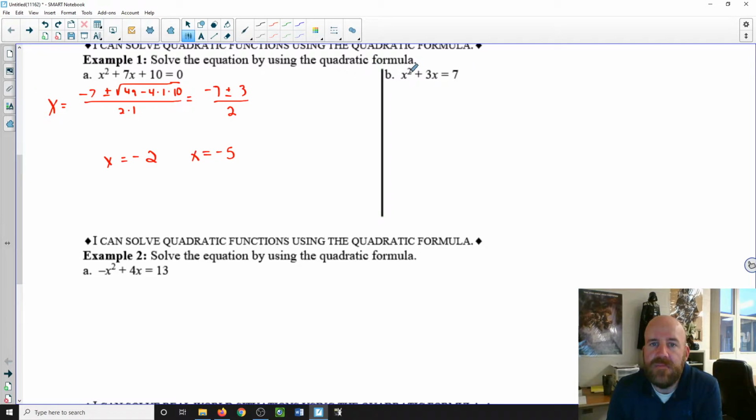Alright, in B, this one, we have to move everything before we start. So we have to move that 7 to the left. So subtract 7 from both sides. And that would give us this. So we have a 1, a 3, and a negative 7. Okay? So we could plug those into the quadratic formula and simplify it and get it down. So I'm going to skip over that one, but I just wanted to make sure that we knew that we had to get in standard form.